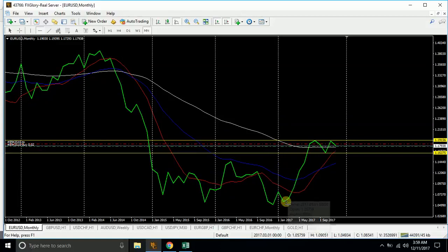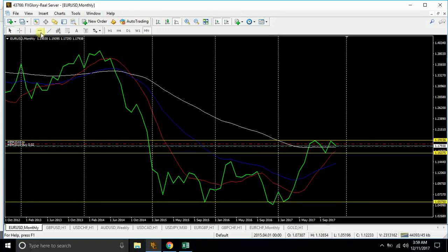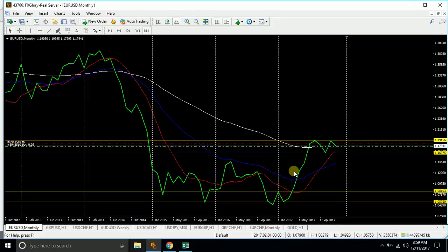Now let's take it a step back further. The second most recent point of support, second most recent point of resistance. So we've got the first and second most recent points of support and resistance on this monthly time frame on the Euro USD.